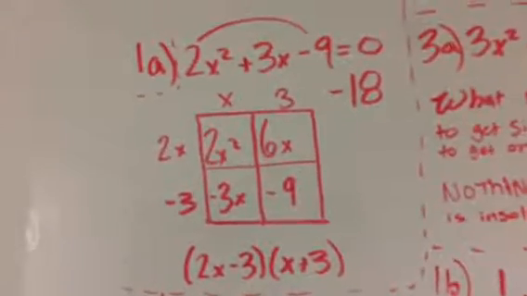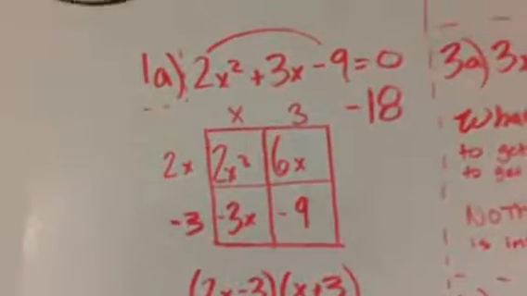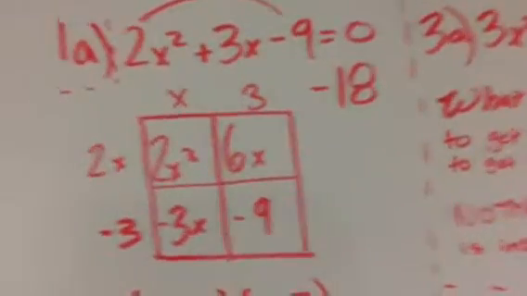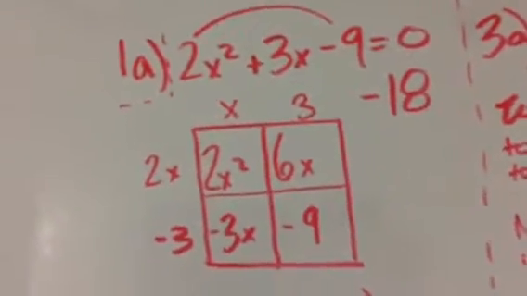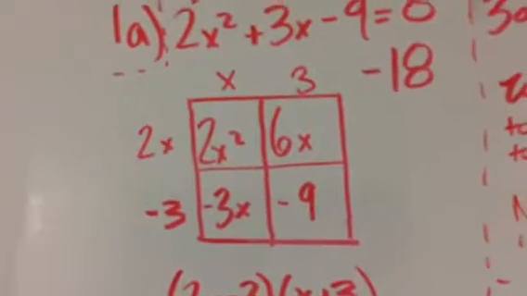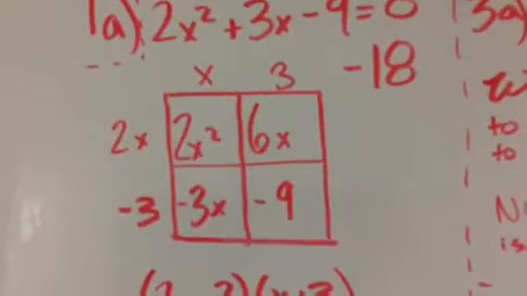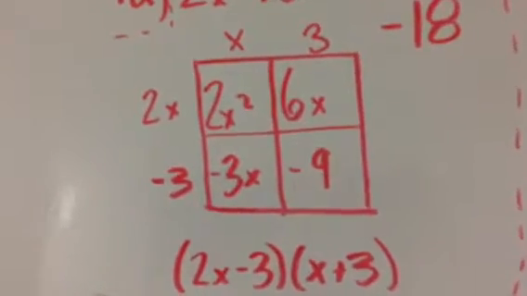So here I'm doing solving equations part A and B. I'm starting out with the box method. What I did was multiply 2 by 9 to get negative 18, and then I thought to myself, what multiplies to get negative 18 and adds to get negative 9? So I thought 6 and negative 3.